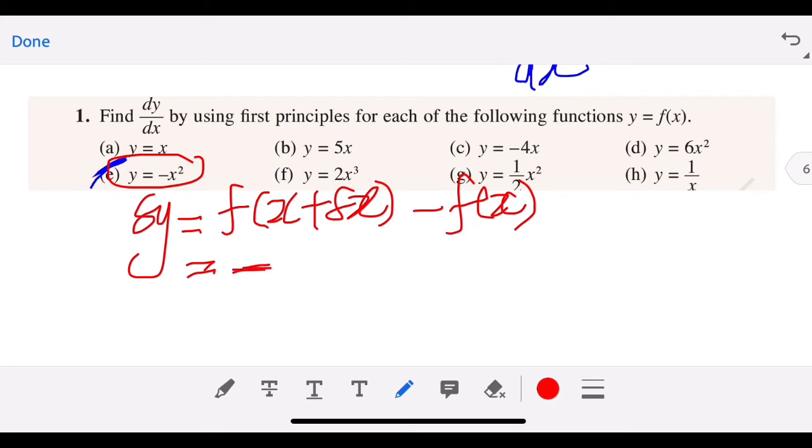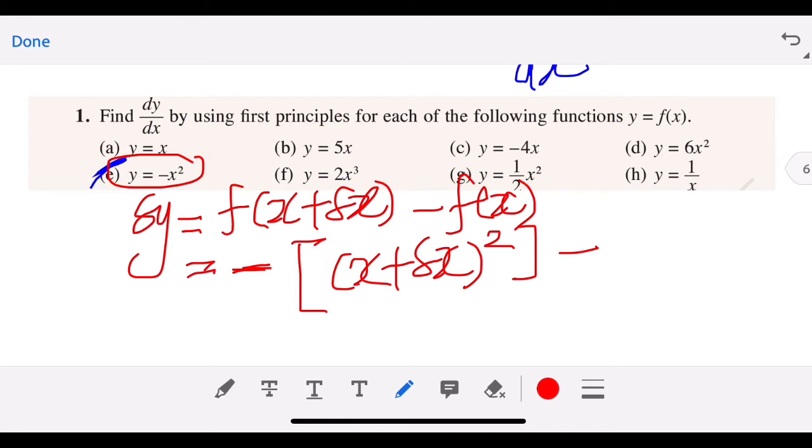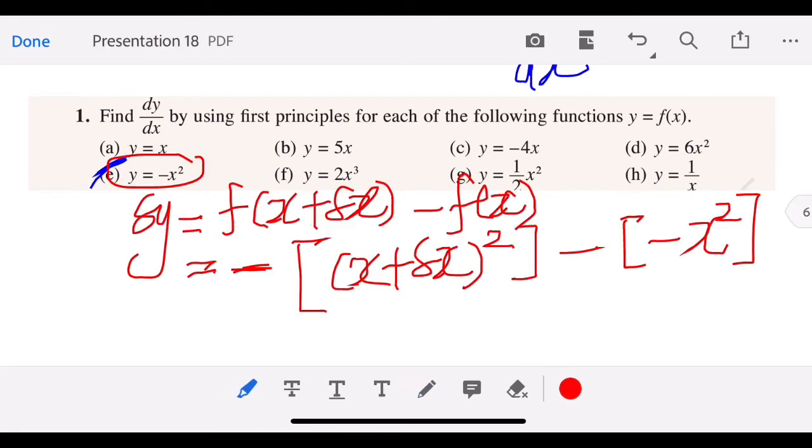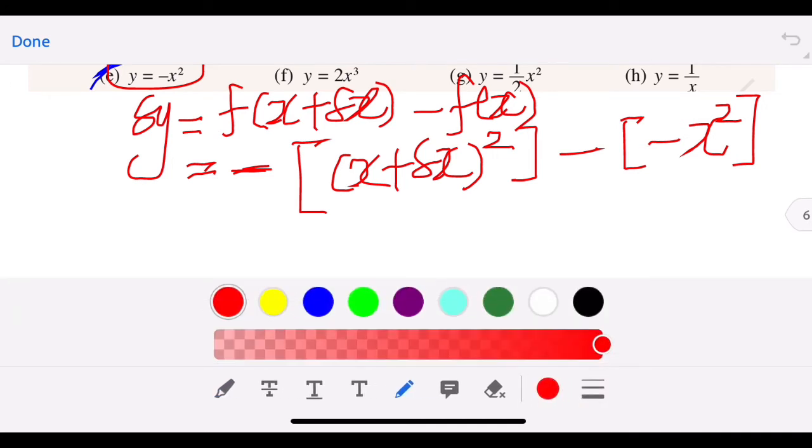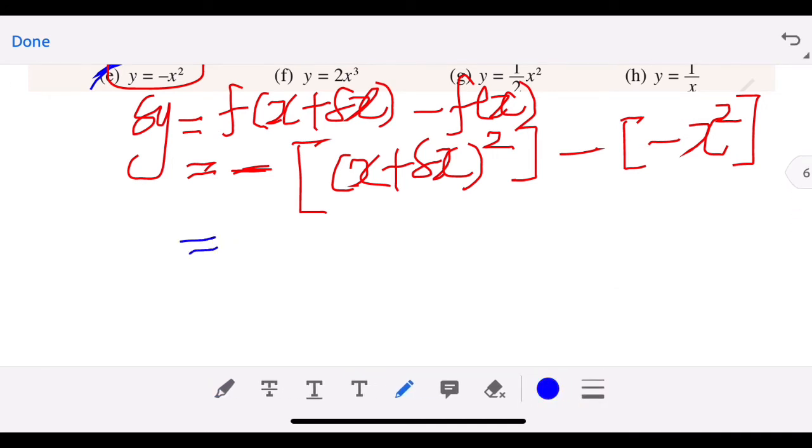Be careful, you have the negative of (x plus delta x) squared, minus, make sure you put a bracket, f(x) itself, which is negative. Okay, that's how you write. Now we need to be very careful when we come to terms like this involving negative. So I'm going to expand carefully.